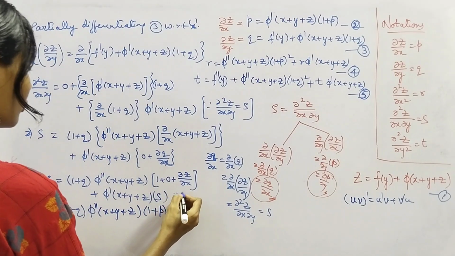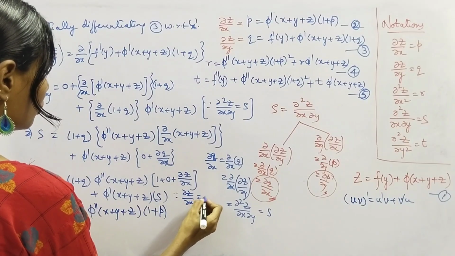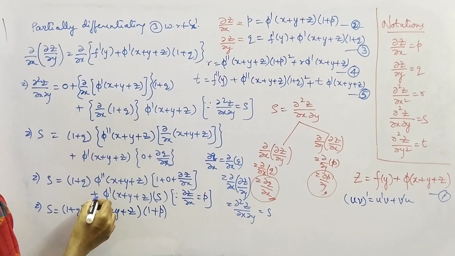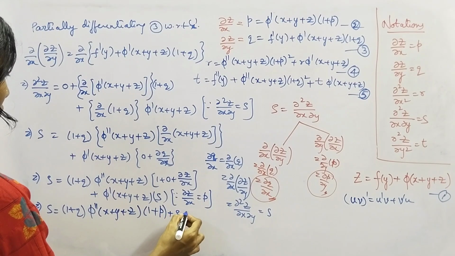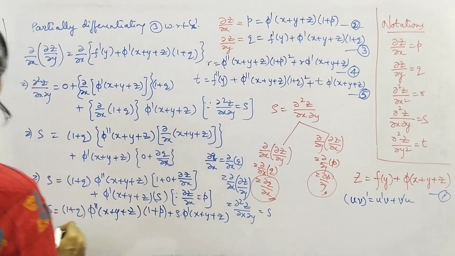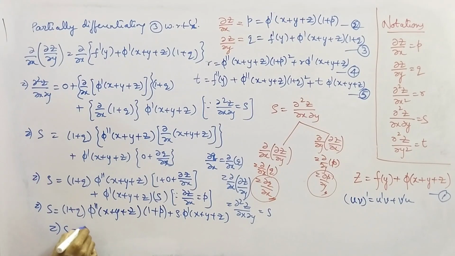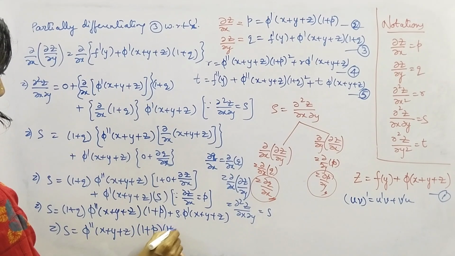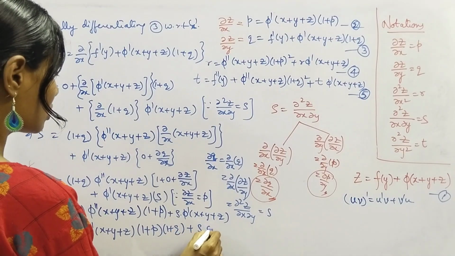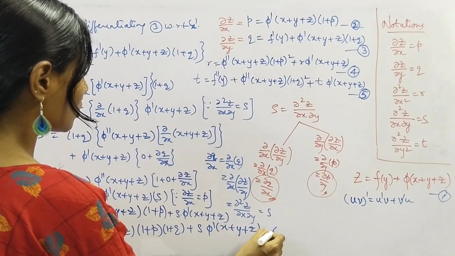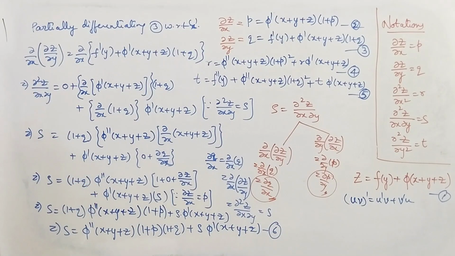Since dou z by dou x equal to p, you can just replace it by p plus s into phi dash of x plus y plus z. And this gives us s equal to phi double dash of x plus y plus z into 1 plus p into 1 plus q plus s times phi dash of x plus y plus z. Consider this as equation number 6.